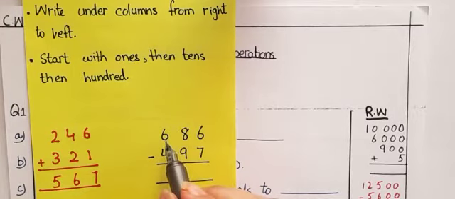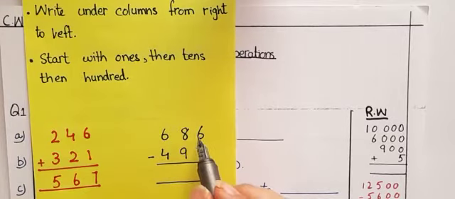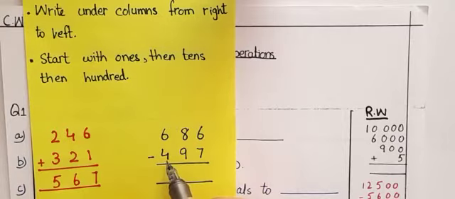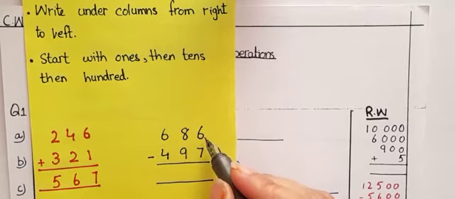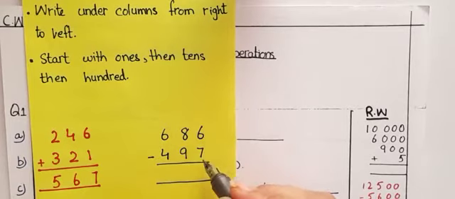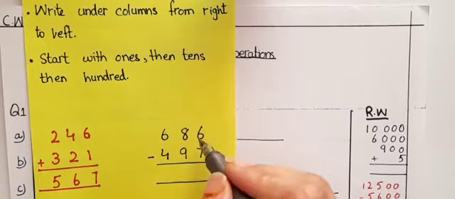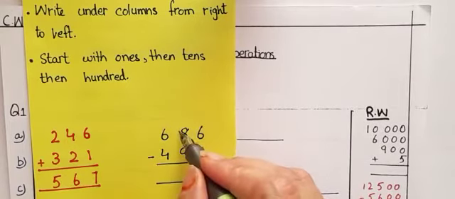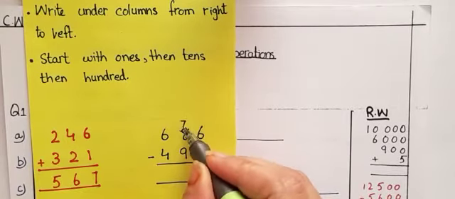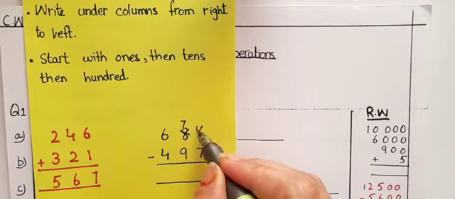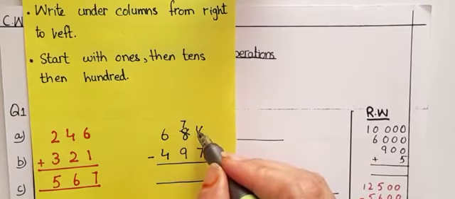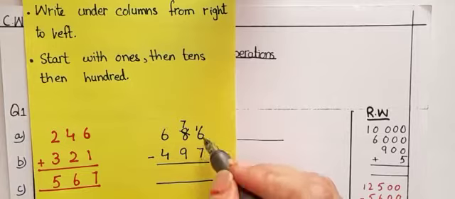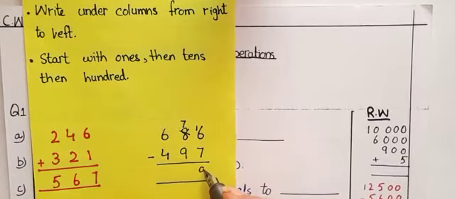Now boys, here is our other sum, 6, 8 and 6. Let's read it: 686, and we have to subtract 497. So as 7 is big and 6 is small, we cannot subtract 7 from 6. What will we do? We will ask 8 to lend us. When 8 lends to us, it will become 7 and the 6 will become 16, because it comes from the tens column. So 1 is 10. This 1 means 10. 10 plus 6, 16. 16 minus 7 is 9, boys.